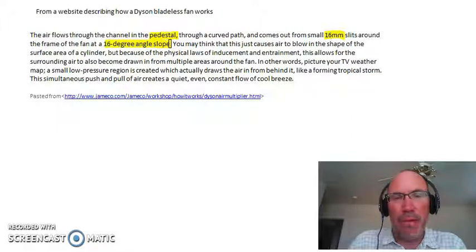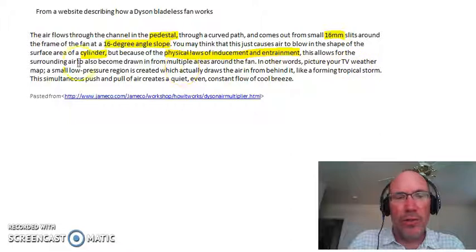The steeper the angle, that slope. You may think that this just causes the air to blow in the shape of the surface of the cylinder. But because of the physical laws of inducement and entrainment, this allows for the surrounding air to also become drawn in from multiple areas around the fan.